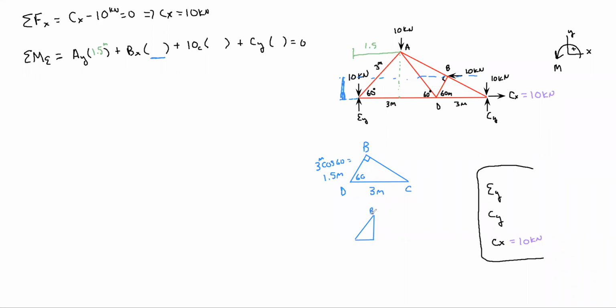So that's B, that's D, that's 1.5 meters. That's 60 degrees. If those two things are true, that means that this distance here is 1.5 times the sine of 60 degrees, which is equal to 1.299 meters. So that's this distance here. Okay. I'm going to erase that just to clean up the board. Remember, you can pause.